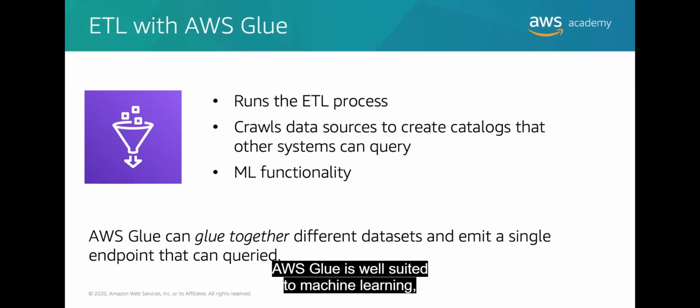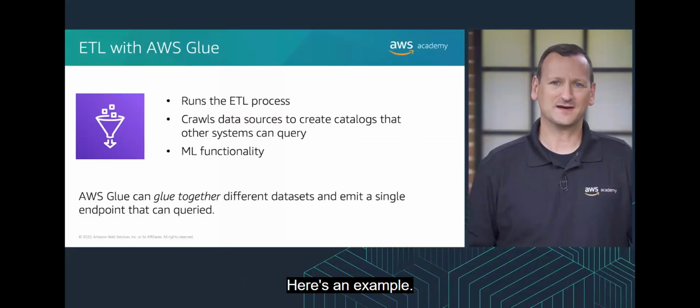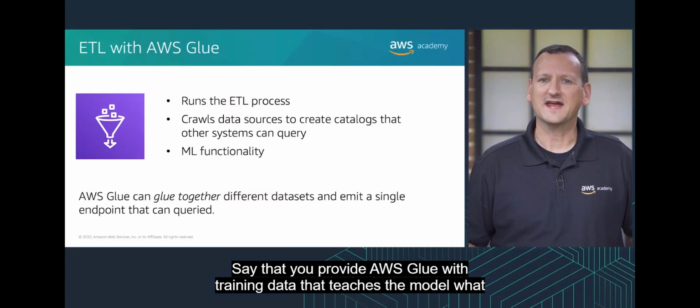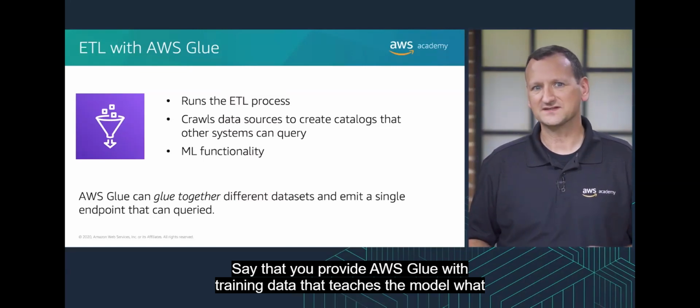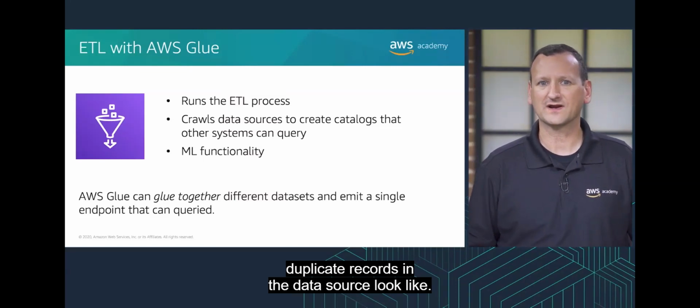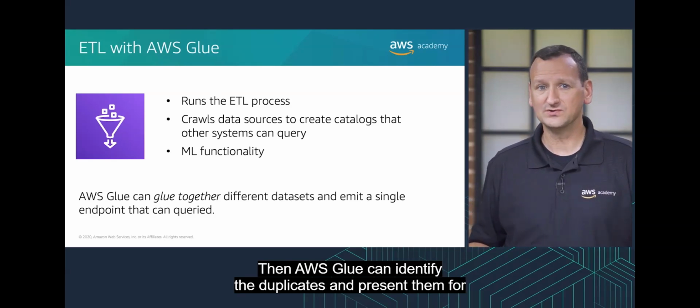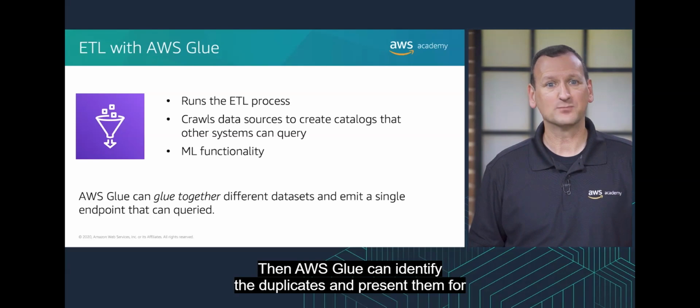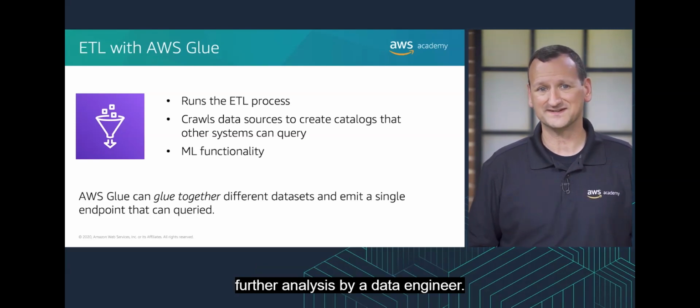AWS Glue is well suited to machine learning because it can receive labeled data that can be used for training. Here's an example. Say that you provide AWS Glue with training data that teaches the model what duplicate records in the data source look like. Then, AWS Glue can identify the duplicates and present them for further analysis by a data engineer.